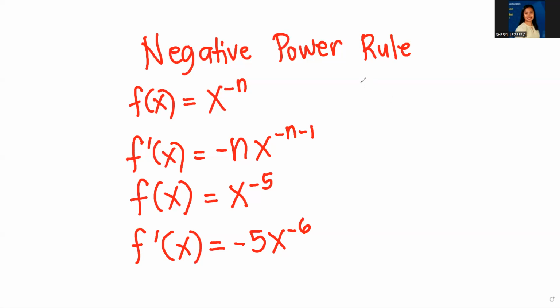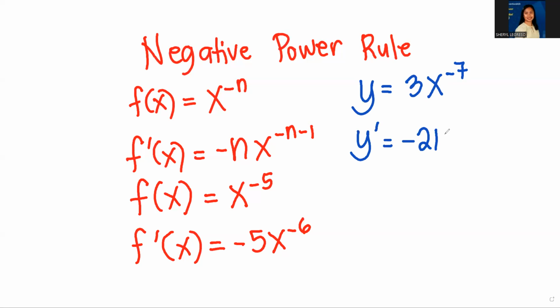Let's have another example. y equals 3x raised to negative 7. Suppose we have this, and in finding y prime, we multiply negative 7 to 3, that becomes negative 21 x raised to negative 8. That's negative 7 minus 1, it becomes negative 8.